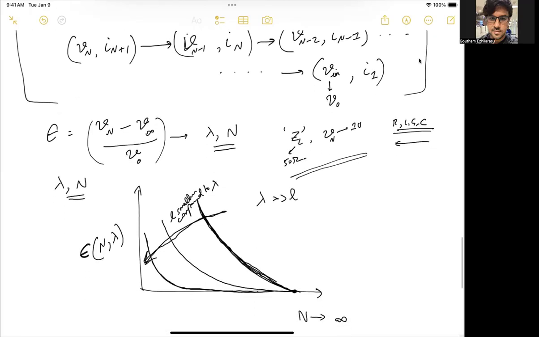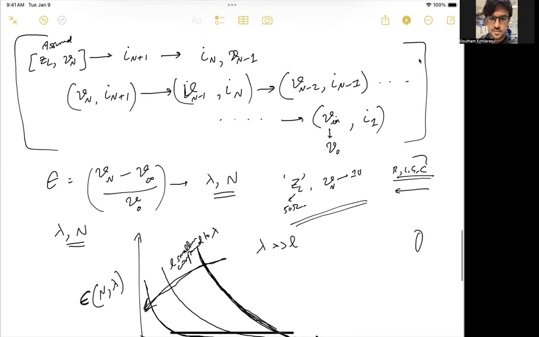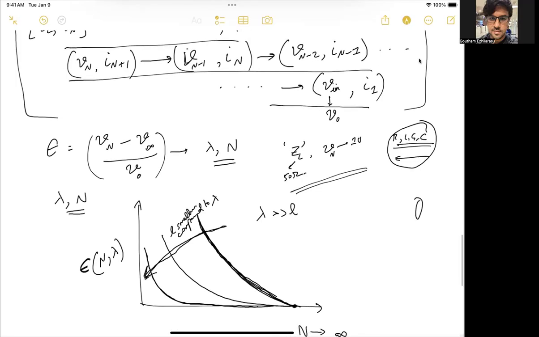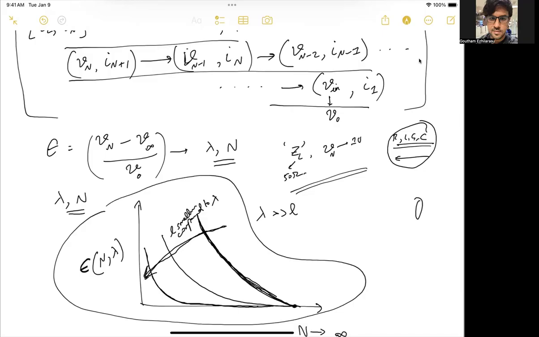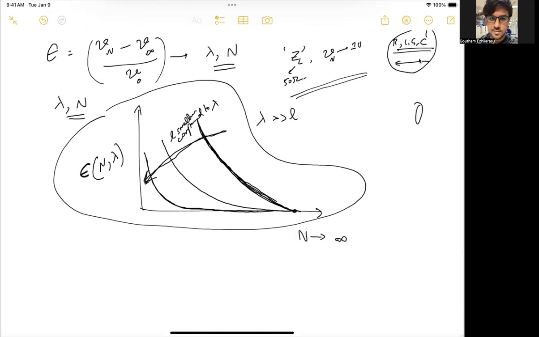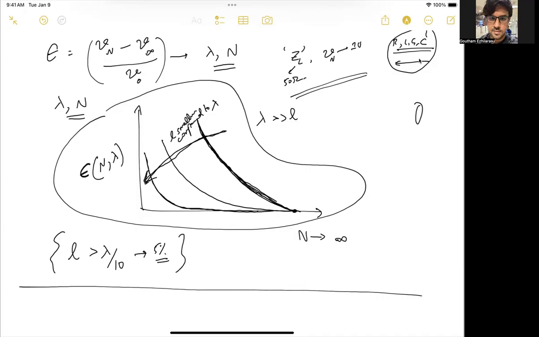If you make some assumptions about the boundary condition at the source and the RLGC parameters, code this recursively in MATLAB and plot it, you would get a curve behavior like this. What you will find is that if the length of the line is roughly greater than lambda over 10, then if you don't go to a transmission line model, you will get around 5% error if you use a lumped model. So you can basically get this result by going through this analysis.